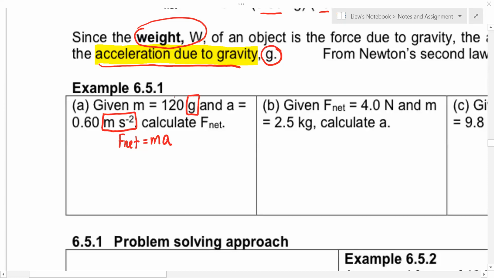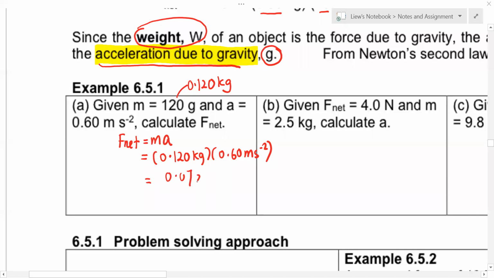So in this case, we have 120 gram. So we need to do a conversion from grams to kg. That will be 0.120 kg. Acceleration is already in meters per second square. That's the correct SI unit, so no further conversion required. So this is 0.120 kg multiplied by 0.60 meters per second square, and therefore you get 0.072 newtons.